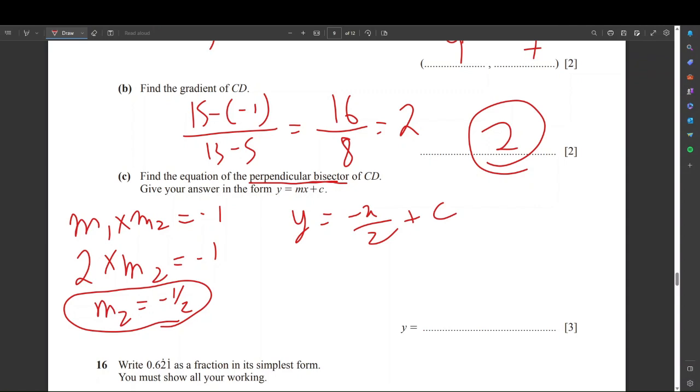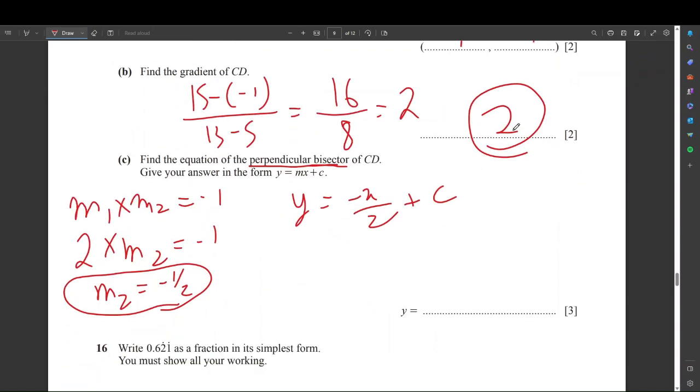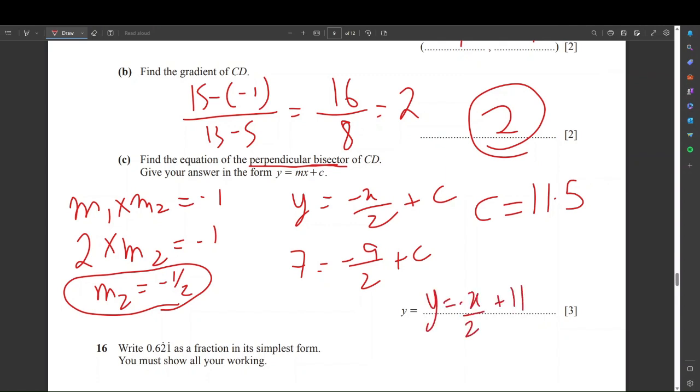We need to find a perpendicular bisector, which means that it has to pass through the center of CD, the midpoint of CD, which is 9, 7. So 7 is equal to minus 9 by 2 plus c. Minus 9 by 2 is minus 4.5, which will go to the other side to give us c equal to 7 plus 4.5, which is 11.5. So the answer is going to be y is equal to minus x by 2 plus 11.5.